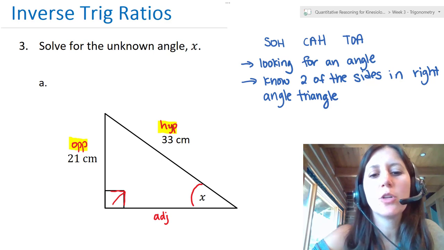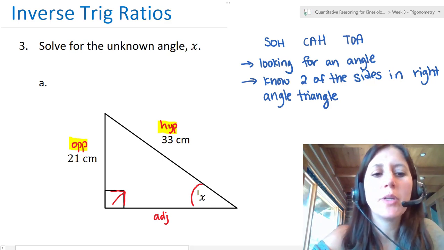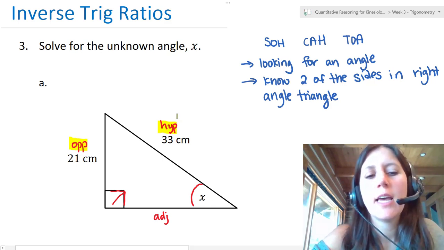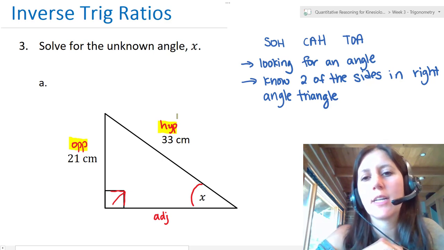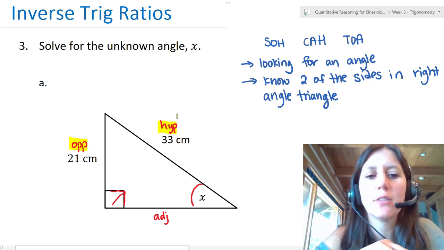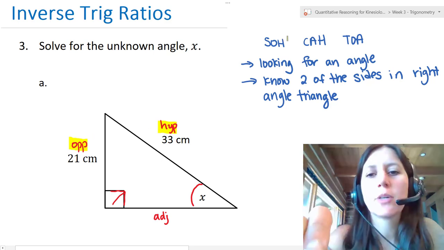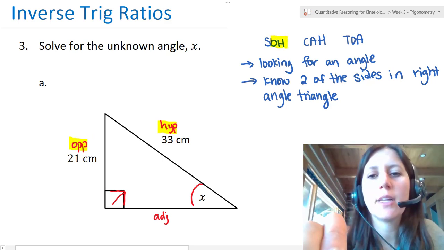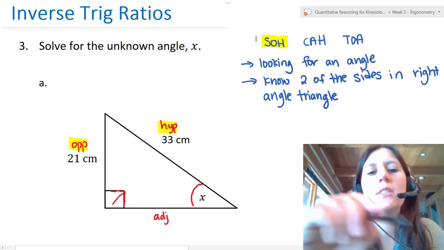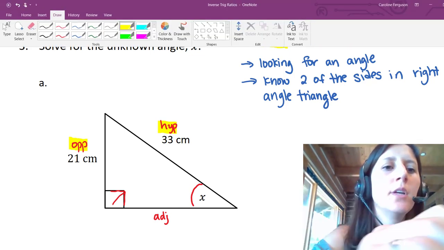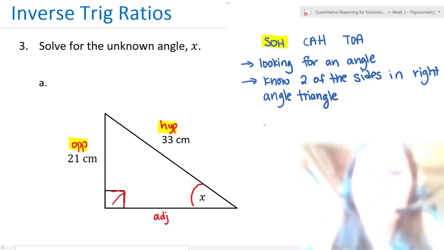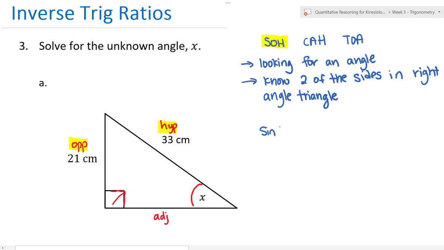So because we're looking for the angle this time, we need to know two sides. And those two sides are the ones that are going to help us decide which equation to use. We know O and H, so we're going to choose the equation that has O and H in it, which is the sine equation. So I'm going to write out the formula for SO. Sine of the angle is equal to opposite over hypotenuse.